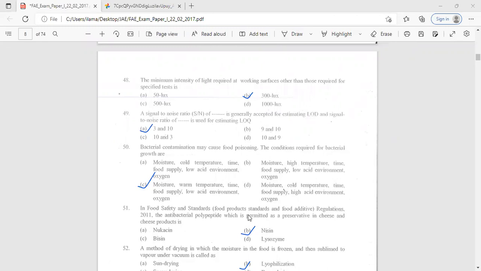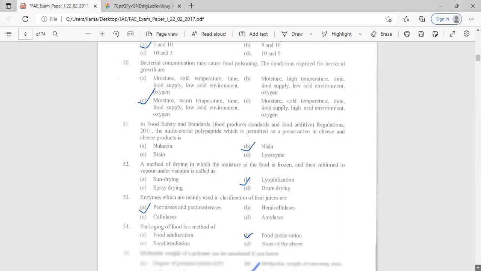Here the first question is, as per the Food Products Standards and Food Additives Regulation, the antibacterial polypeptide which is permitted as a preservative in cheese and cheese products is nisin. And then the next method of drying, in which moisture in the food is frozen and then sublimed to a vapor under a vacuum, is known as lyophilization. If freeze drying option is given, then it will also come.